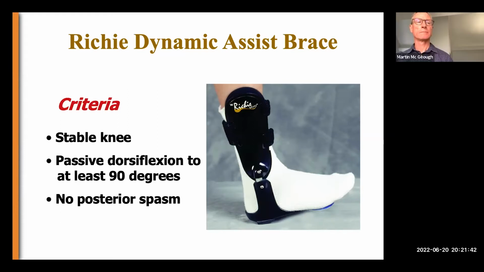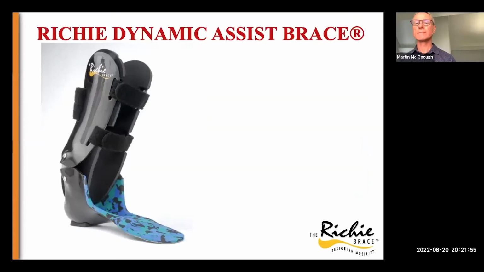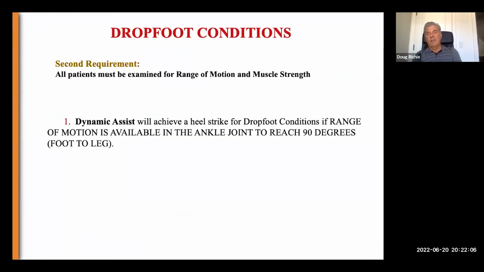While that may sound quite limited in the criteria, this brace is perfectly suited to a large number of patients with passive hemiplegia, particularly patients who have had a stroke. The dynamic assist brace is very popular here in the United States, treating thousands and thousands of stroke patients and patients with Charcot-Marie-Tooth disease. So if there's available range of motion to 90 degrees and no spasticity, we prefer the dynamic assist brace.